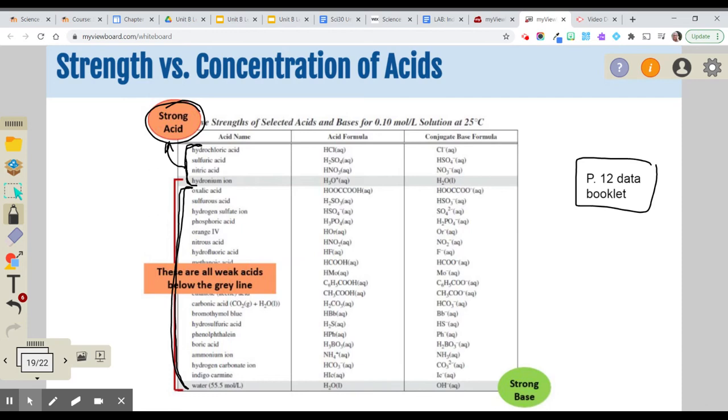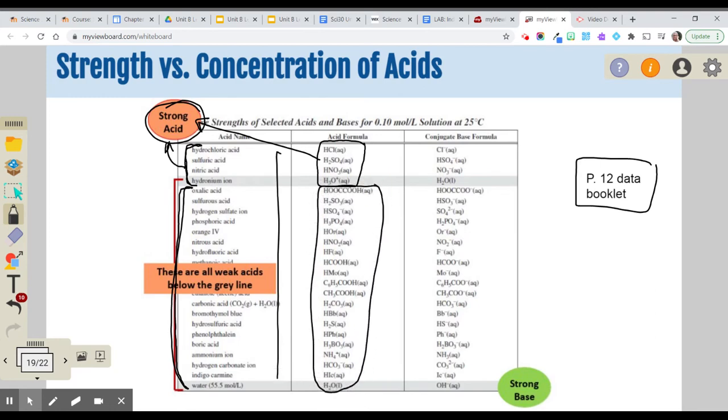And then for bases, okay, so first, let me just say, these are your strong acids. There's your strong acid formulas. These are the names along the side. And then these are your weak acids. And you might even want to be writing this on your chart. Right? And these are your strong ones.